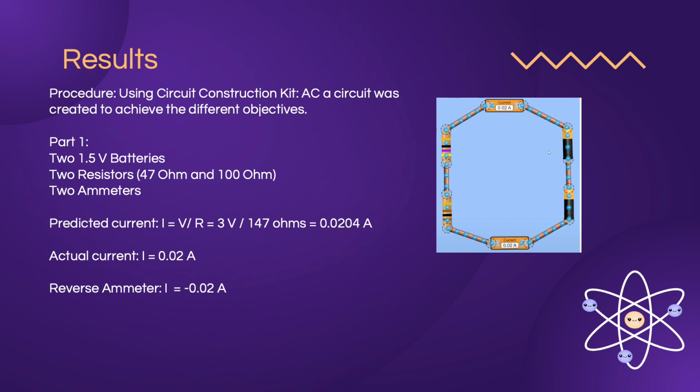One of the questions that was asked was to predict the current, and the predicted current using Ohm's law was 0.0204 amps, and the actual current that was read by the ammeters in the circuit construction kit was 0.02. And when the ammeters were reversed, the current was negative 0.02 amps.